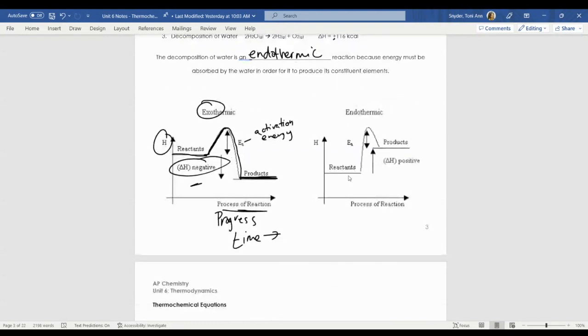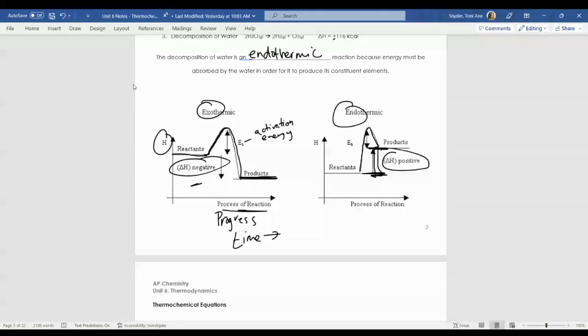Whereas here I have reactants lower than products, the opposite of the last one. I still have to get over this initial activation energy. I still have to put some energy into a reaction. However, the difference from reactants to products is from here to here, and my products are greater than my reactants. If products are greater than my reactants, my delta H is positive, which means it is an endothermic reaction.